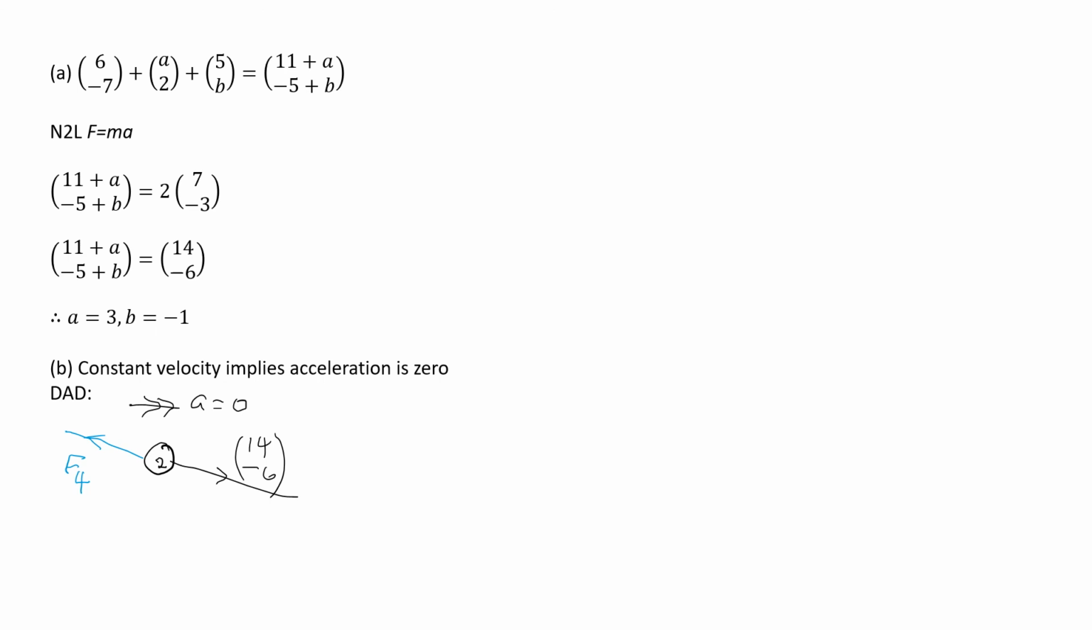And in order for my acceleration to be 0, the force has got to be equal and opposite, which is another Newton's law. So if a equals 0, the forces must cancel each other out, so the summation of my forces must be equal to 0. It's fairly obvious, and you don't even need to put that line in there, that my F4 must be minus 14i plus 6j.